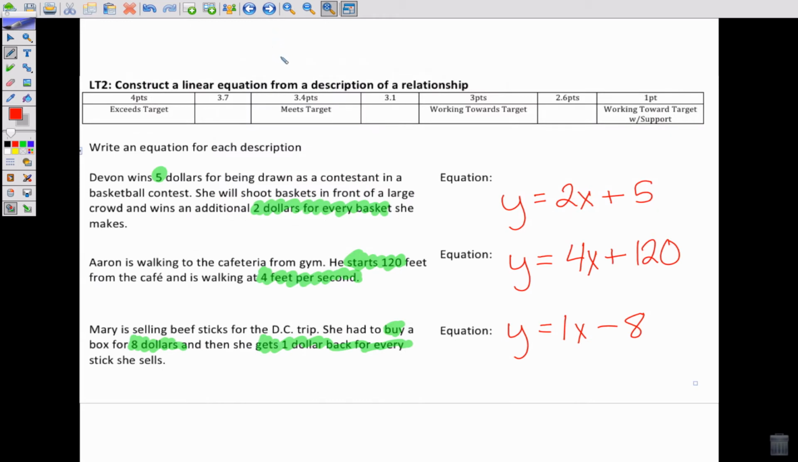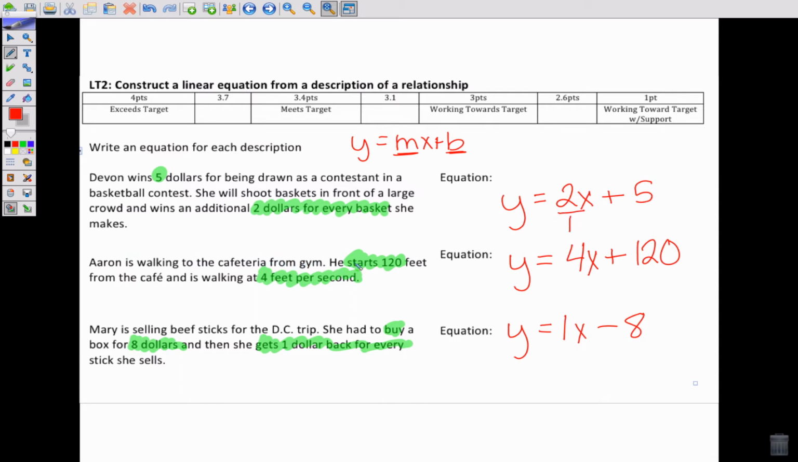Constructing a linear equation from a description, you need, again, y equals mx plus b. So we need a starting point and a slope. So I said the starting point is Devin wins $5. That's my y-intercept. And then she gets $2 for every basket. So that'd be $2 for every 1 basket.